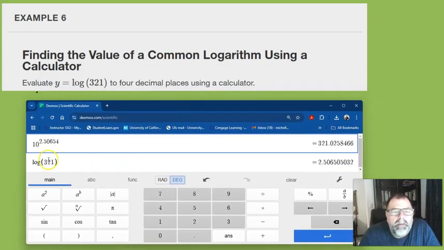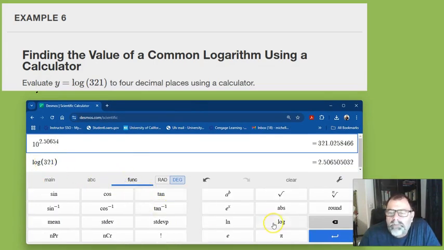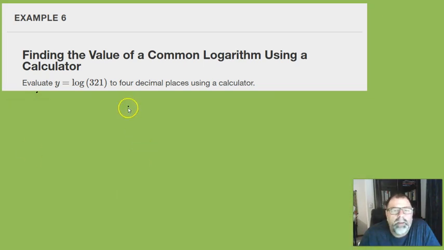You just get a calculator. Now, depending on your calculator, some calculators you're going to hit 321 and then the function button, the log. And some calculators you're going to hit log first and then type in the number and then hit enter. So just make sure you can use your calculator. So y equals 2.5065 to 4 places. So we should do the squiggly equals, the approximately equal sign.